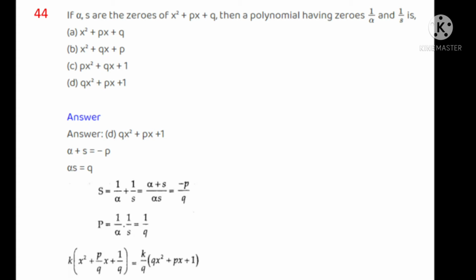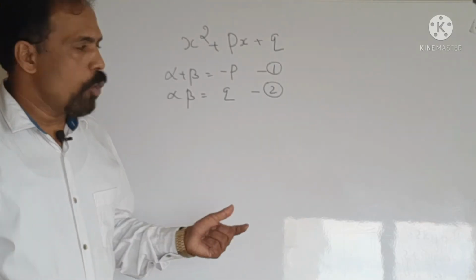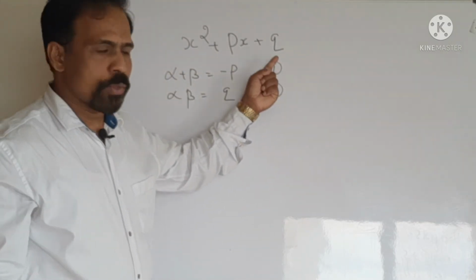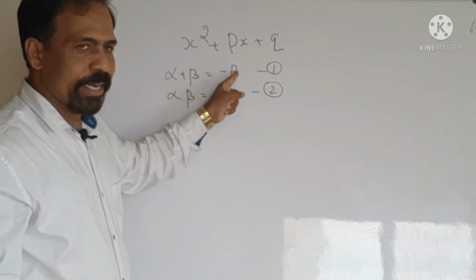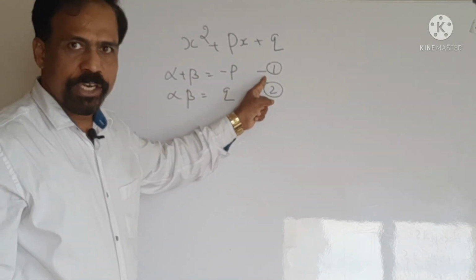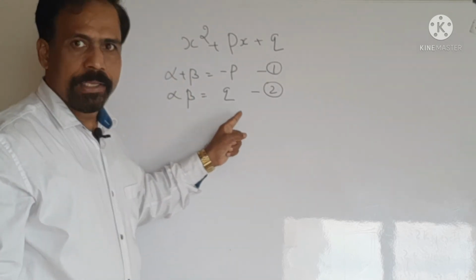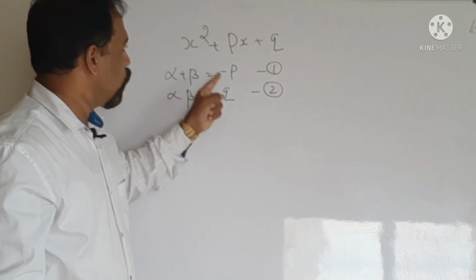Question number 44. If alpha and beta are the zeros of x squared plus px plus q, then a polynomial having zeros 1 by alpha and 1 by beta is. So we have been given x squared plus px plus q. So sum of the roots alpha plus beta is minus b by a, that is minus p. Let it be equation number 1. Alpha into beta is c by a, c by 1, that is q.